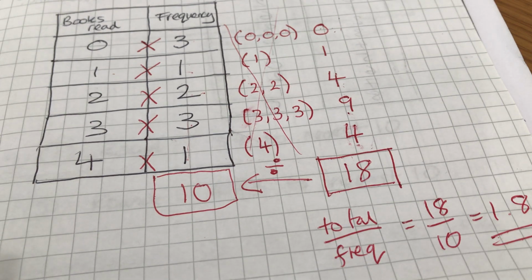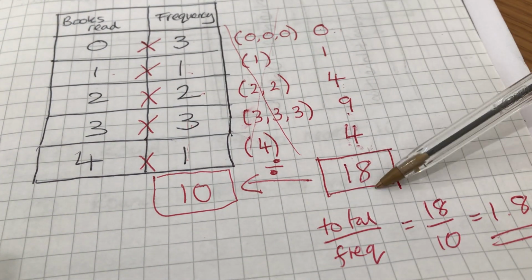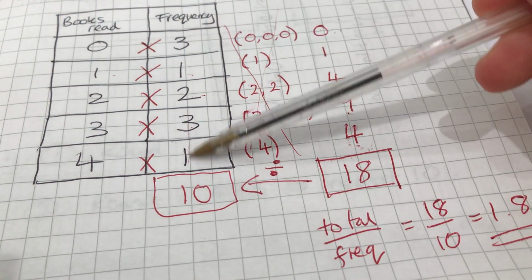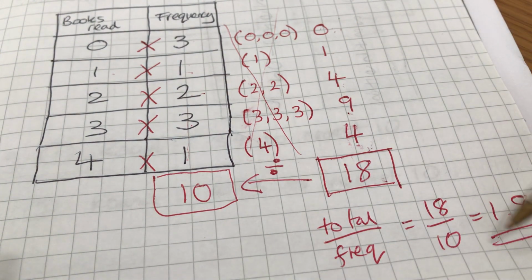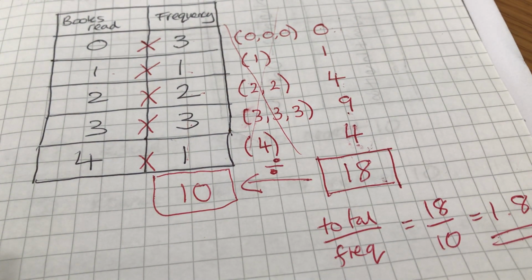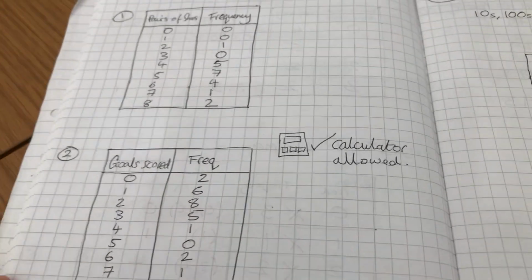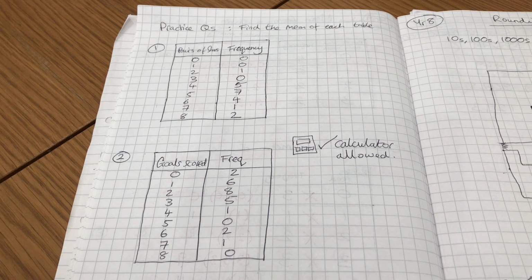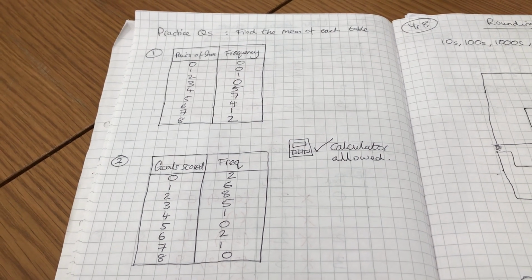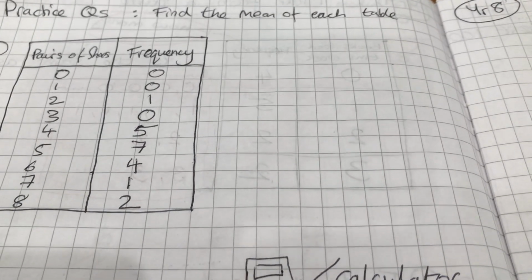There, done. So times, add that all up, add up the total frequency, and then do this one on the right divided by this one on the left to get your mean. Boom. Okay? Give you 2 questions. The one below, you're allowed a calculator. Okay, pause it, have a go, and then come back to me. Right.